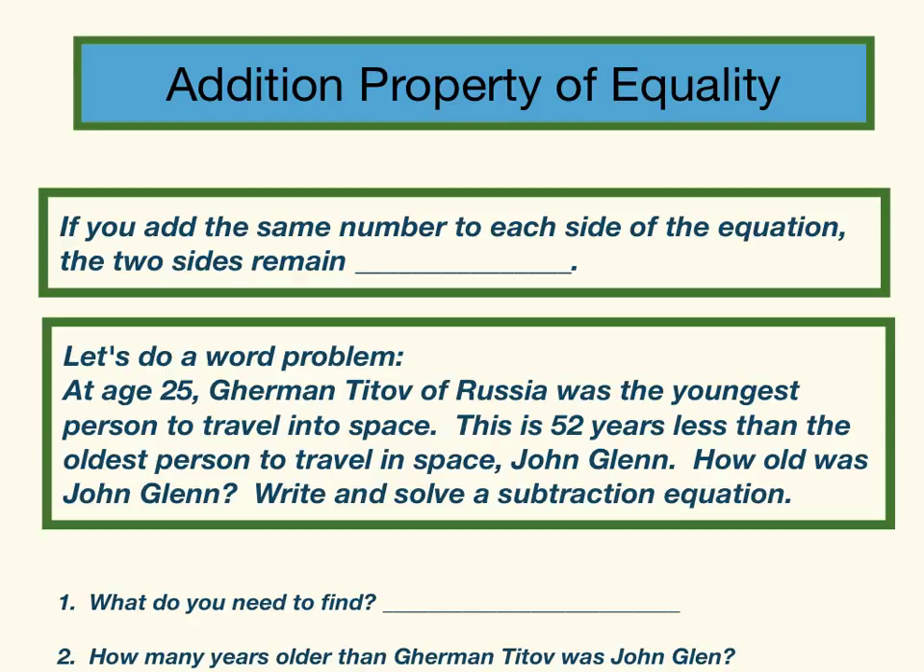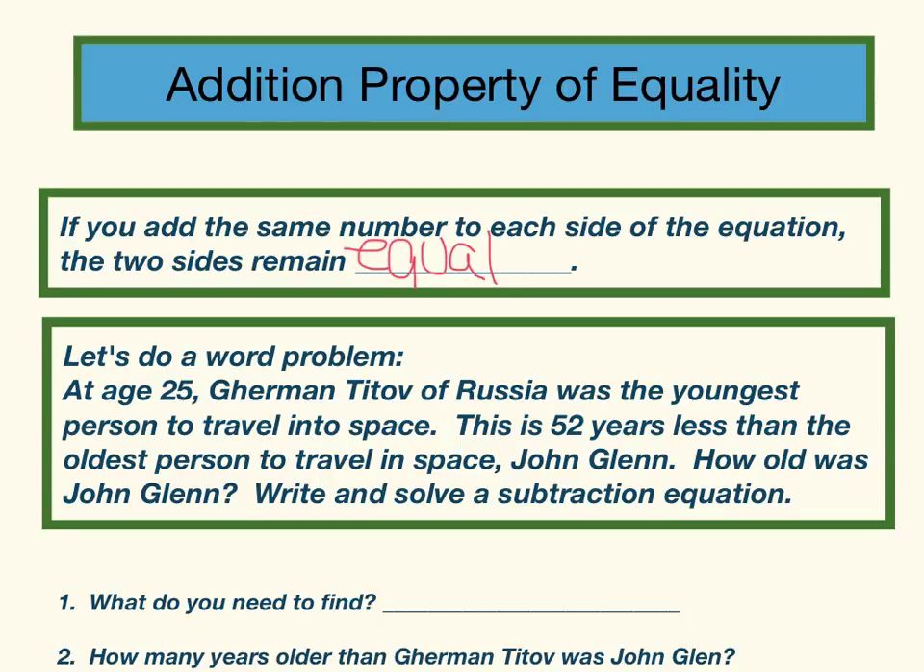If you add the same number to each side of the equation, the two sides remain equal. Let's do a word problem. At age 25, German Titov of Russia was the youngest person to travel into space. This is 52 years less than the oldest person to travel in space, John Glenn. How old was John Glenn? Write and solve a subtraction equation.